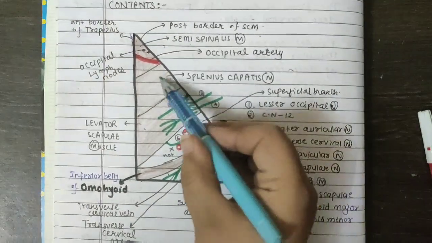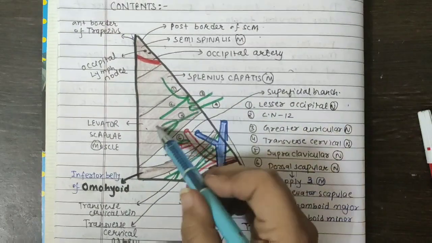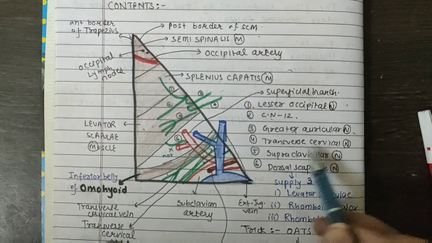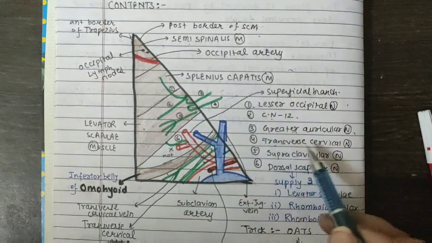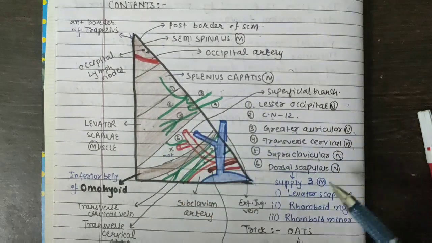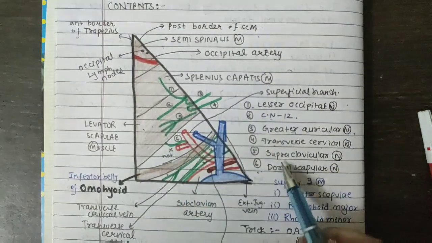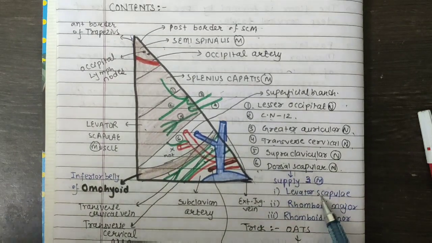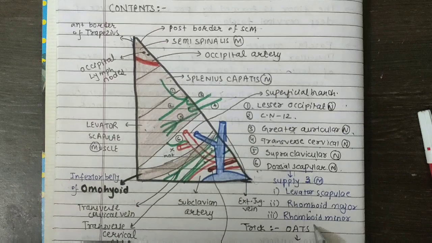Now the number 1 nerve is the lesser occipital nerve. The number 2 nerve is cranial nerve 12. The third one is the greater auricular nerve. The fourth one is the transverse cervical nerve. The fifth one is the supraclavicular nerve, that is divided into 3 as I said. The sixth one is the dorsal scapular nerve. Now remember, the dorsal scapular nerve supplies the levator scapulae muscle, rhomboid major and rhomboid minor.